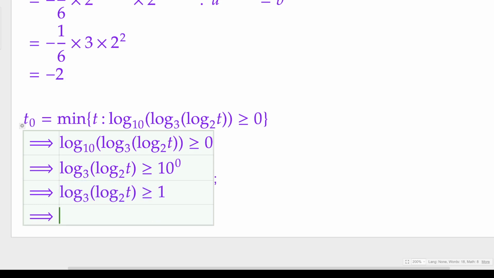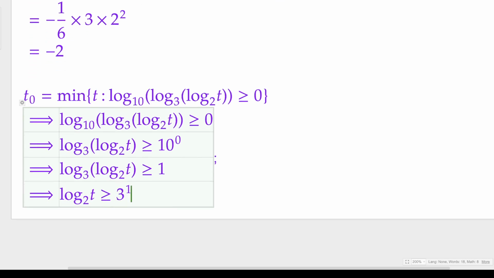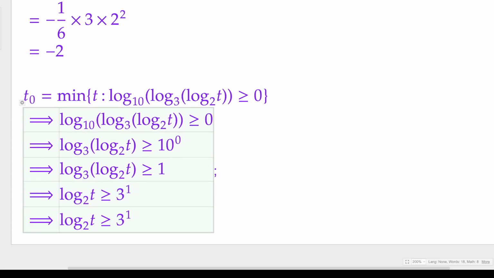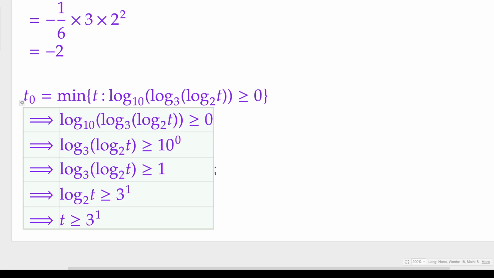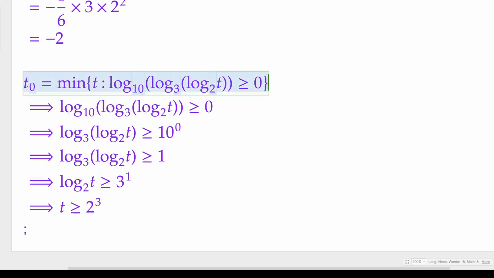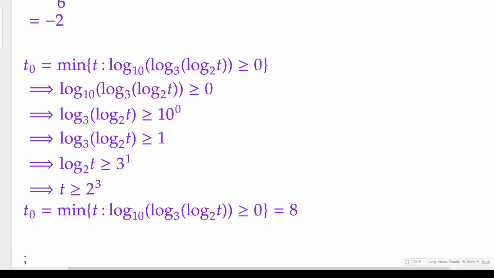This time this will be log of t base 2, greater than or equal to 3 power 1, that is indeed 3. And if I solve it further, it is very clearly visible that t will be greater than or equal to 2 to the power 3, which is 8. So from this one we can say that this value will be equal to 8. So we have resolved this part also.